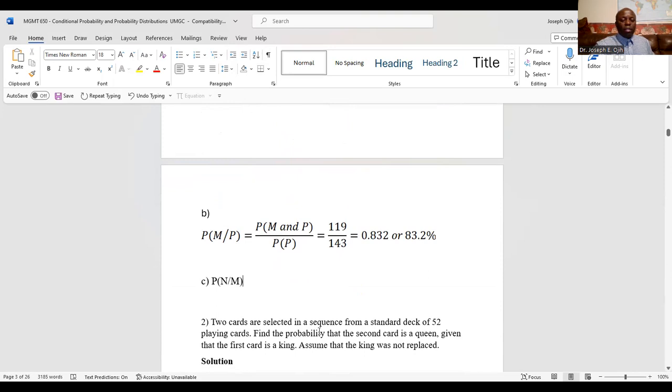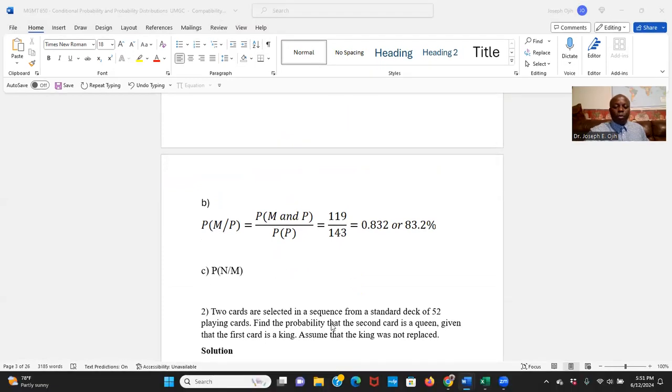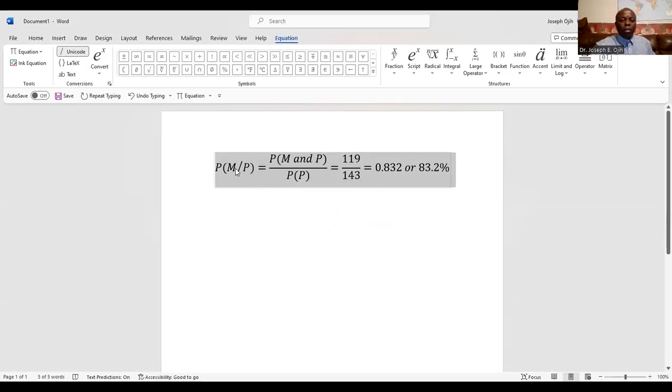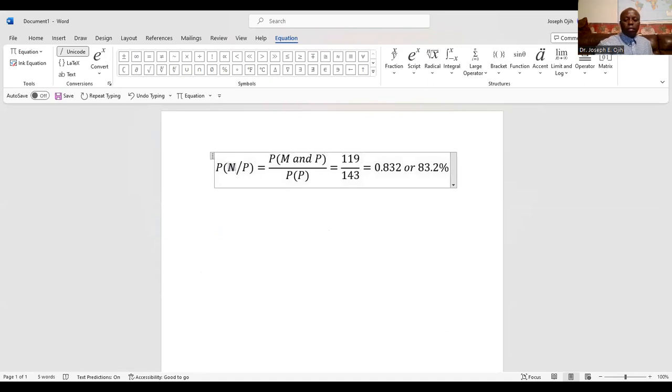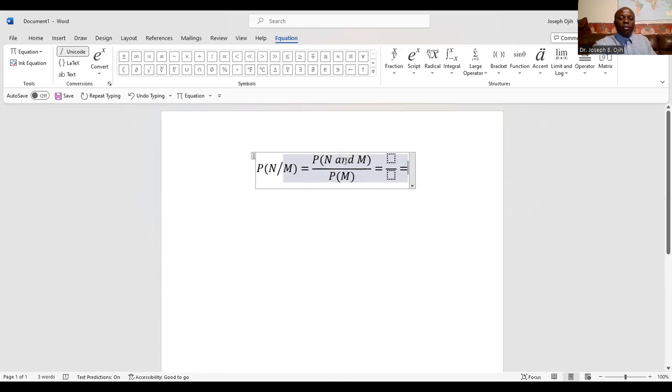As you can see, because this workbook won't allow us to put the formula, I'm going to take you to that other workbook, our second workbook. Tested negative, given that they use it. I change to N, and they use marijuana. So it's going to be negative and uses, divided by the probability that they use. I'm going to erase all this so that we can put our correct numbers. So negative and uses marijuana. We can get it from the table here.